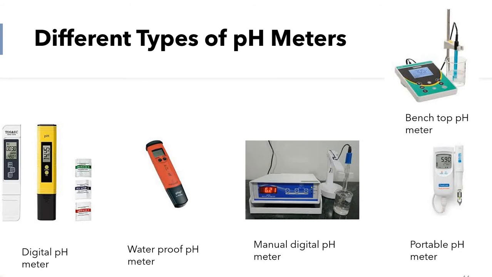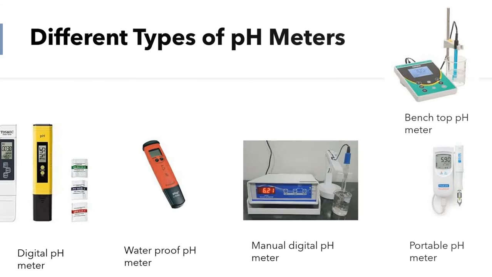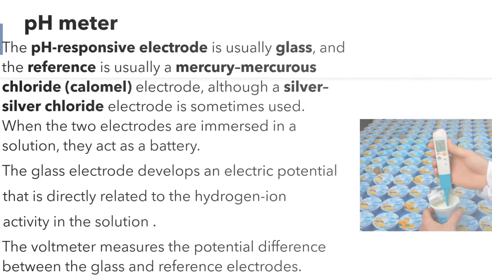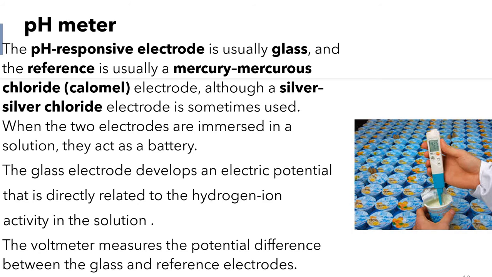Different types of pH meters are given in the picture: digital pH meter, waterproof pH meter, manual digital pH meter, portable pH meter, and benchtop pH meter. The pH responsive electrode is usually glass, and the reference electrode is usually a mercury-mercurous chloride, that means calomel electrode, or a silver-silver chloride electrode.